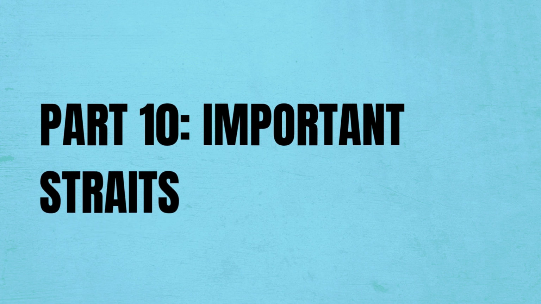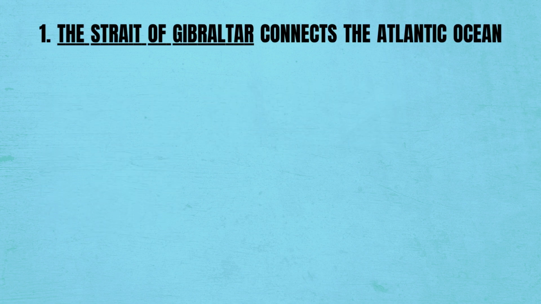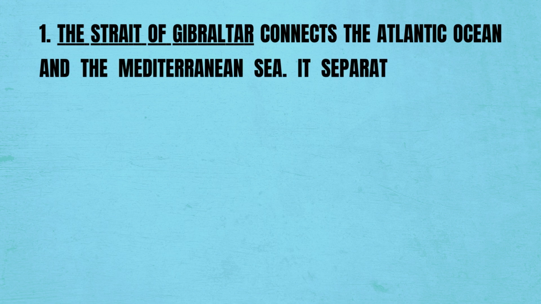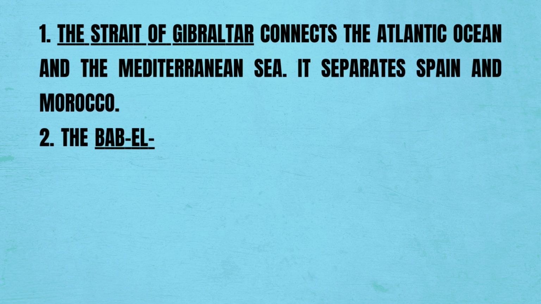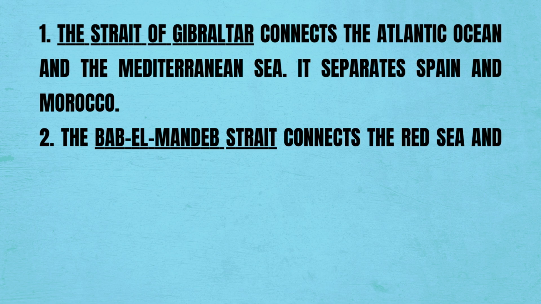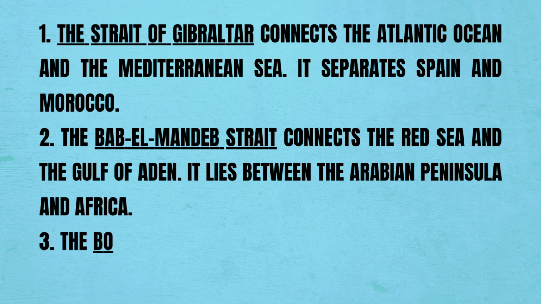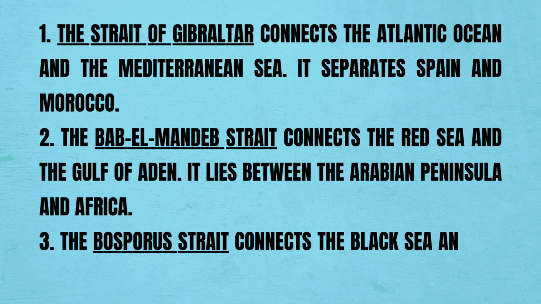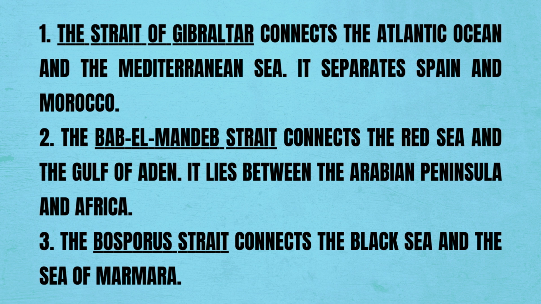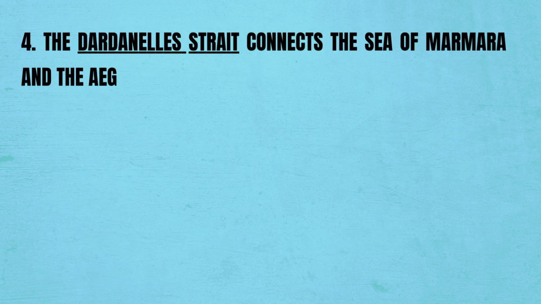Part 10. Important straits. 1. The Strait of Gibraltar connects the Atlantic Ocean and the Mediterranean Sea. It separates Spain and Morocco. 2. The Bab el-Mandeb Strait connects the Red Sea and the Gulf of Aden. It lies between the Arabian Peninsula and Africa. 3. The Bosporus Strait connects the Black Sea and the Sea of Marmara. 4. The Dardanelles Strait connects the Sea of Marmara and the Aegean Sea.